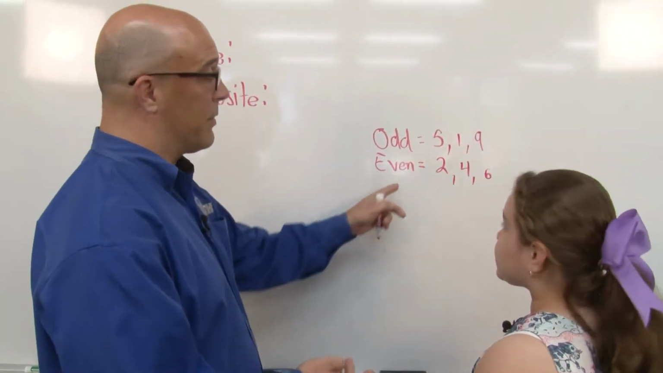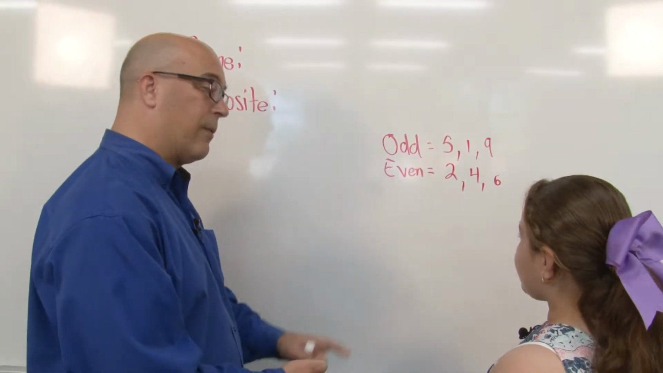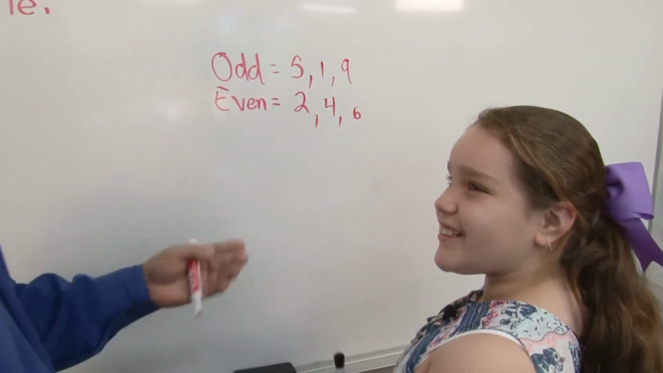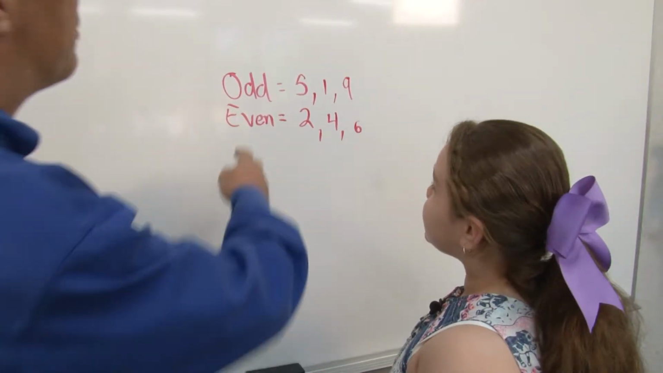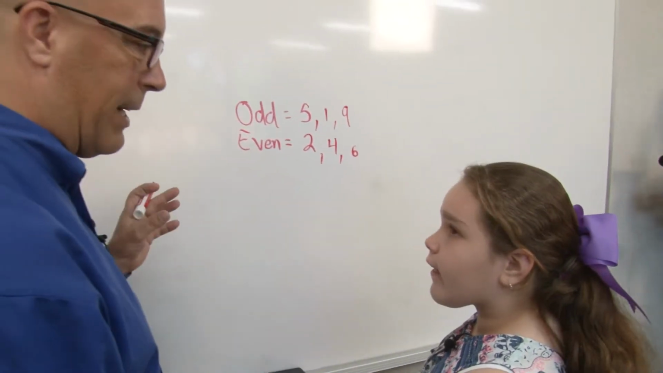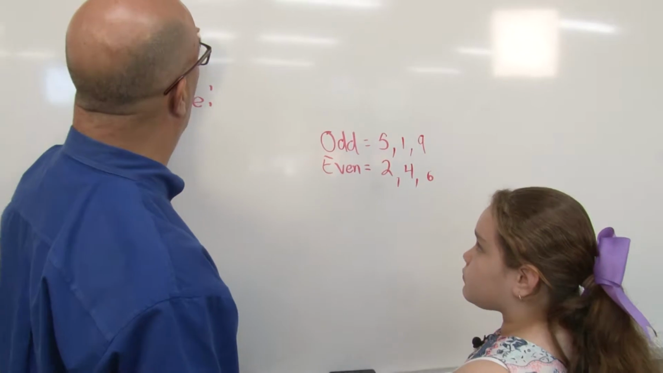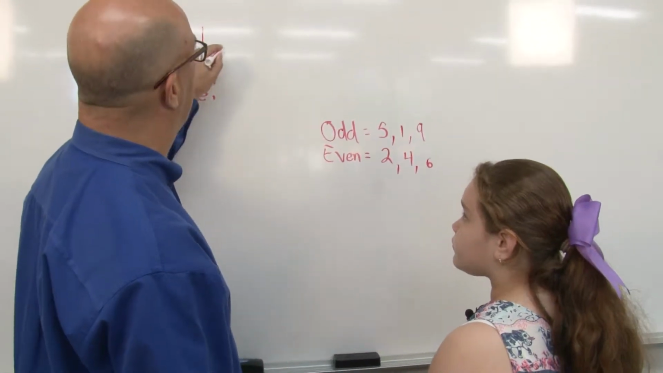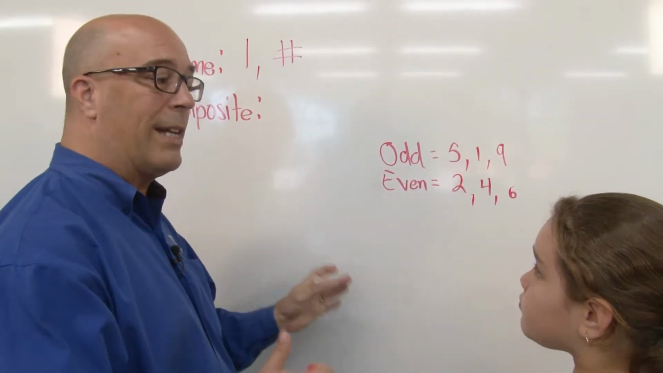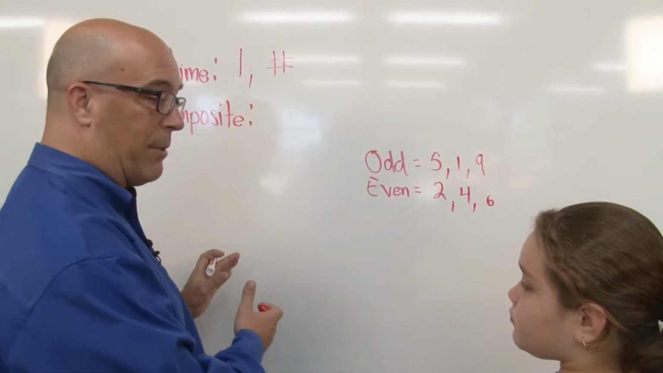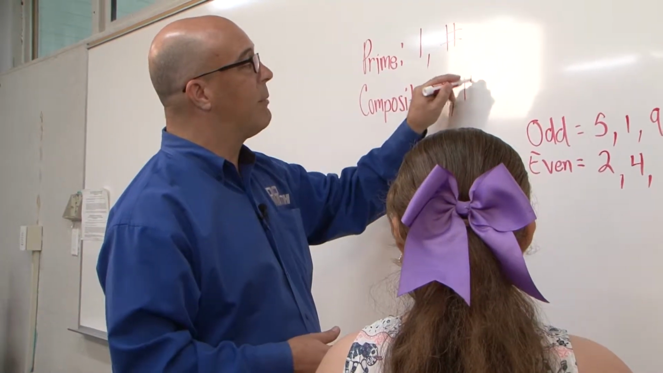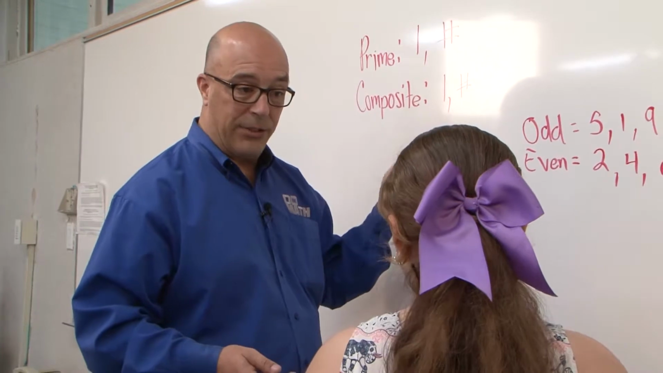So what about even numbers? 2, 4, 6, 8, 10, 12, 14, 16. You got it, right? Okay. So there's the difference between even and odd. Now, prime and composite talks about the factors that are in it. A prime number will only have 1 and the number itself. That's a simplified version. 1 and the number itself makes it a prime number. If it's composite, it has 1, the number itself, and other factors in it.